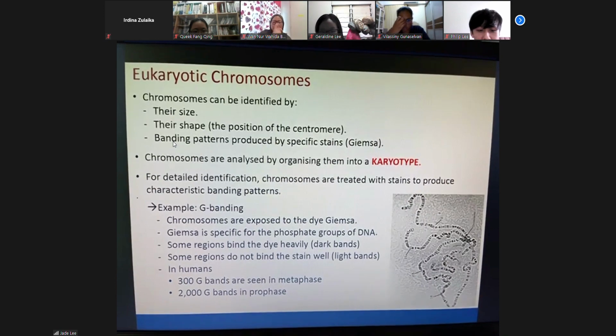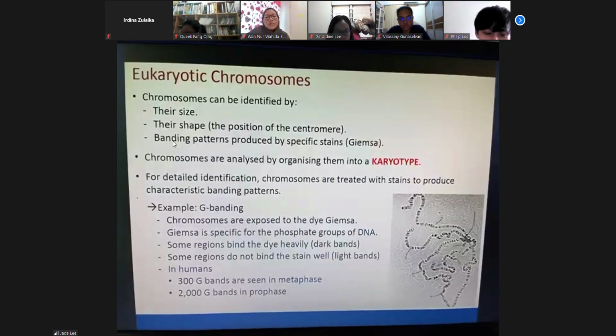Okay, of course we have more than that. Okay, kita to look at the characteristic of the chromosome. Not only the G-band, we can have other methods to identify them also. Okay, but I'm not going to talk in detail lah.